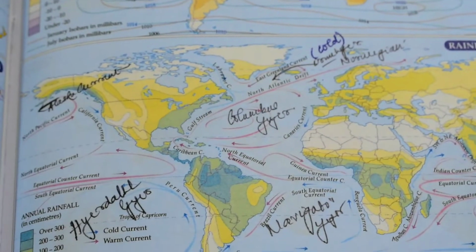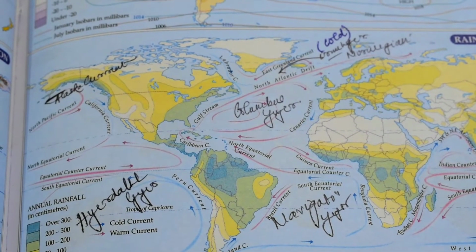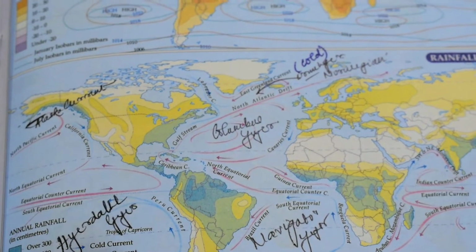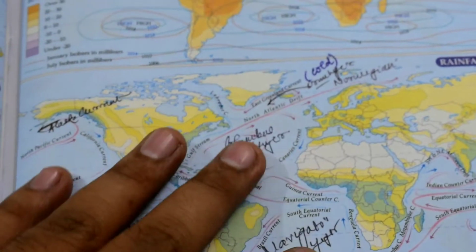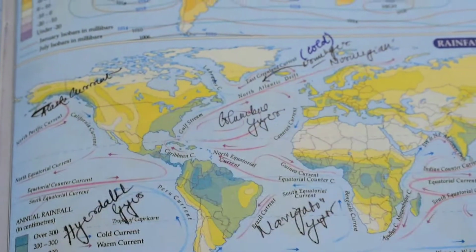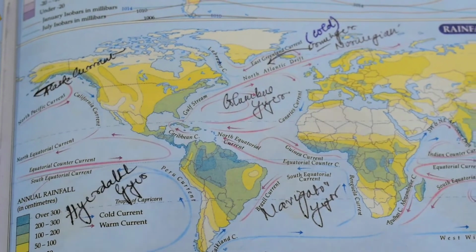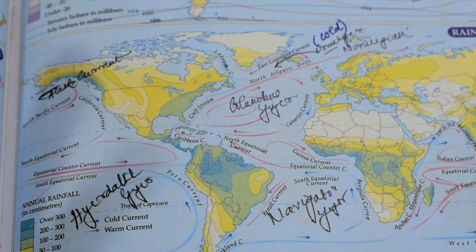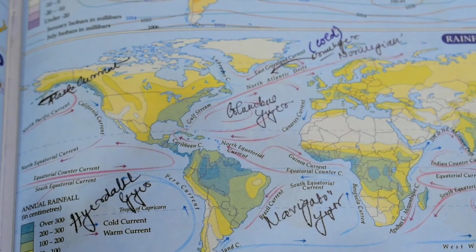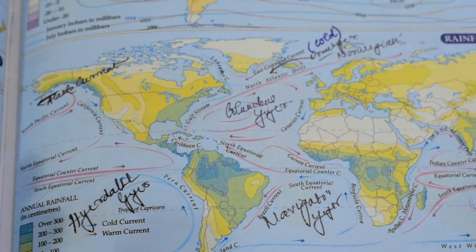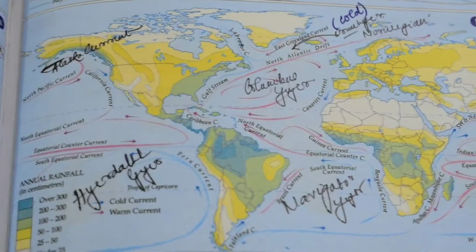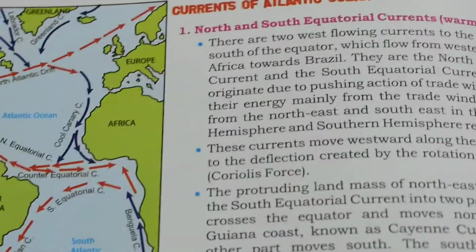So you see there are two important things which happen when cold and warm currents meet. First, fog is created in the ocean, and second, it brings about lots of flora and fauna, lots of fishes, and it becomes a very important area for fishing and economic activities. So this was about the effects of currents. Now let us move on to the different currents of the Atlantic Ocean.